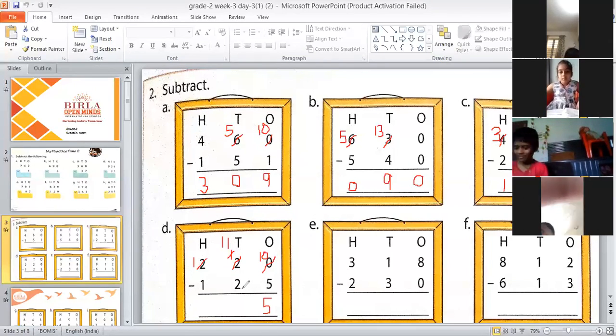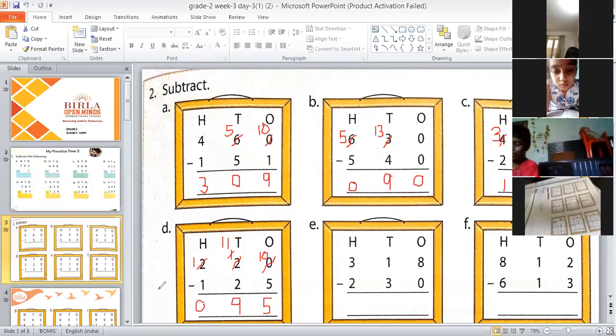9. Yeah. Children, this is a new concept for you. Please pay attention. If you have any doubt, you can ask me. I'll explain again. 11 minus 2 is 9. That's correct, Akshat. And 1 minus 1, how much? 0. Yeah, 1 minus 1 is 0. So we will write 0 in hundreds place. That's the correct answer. 95.